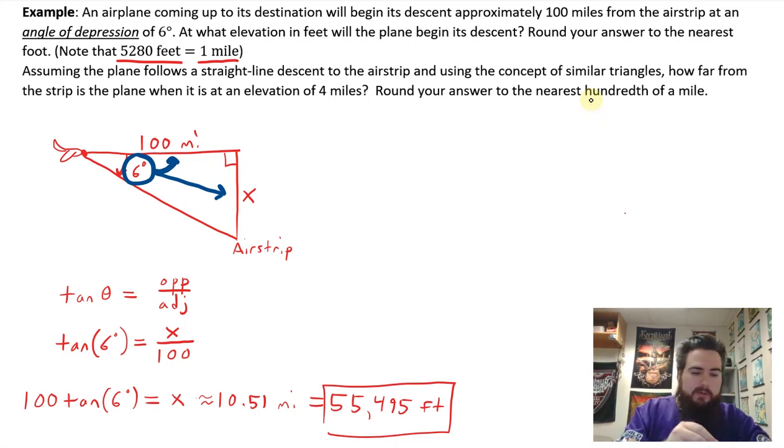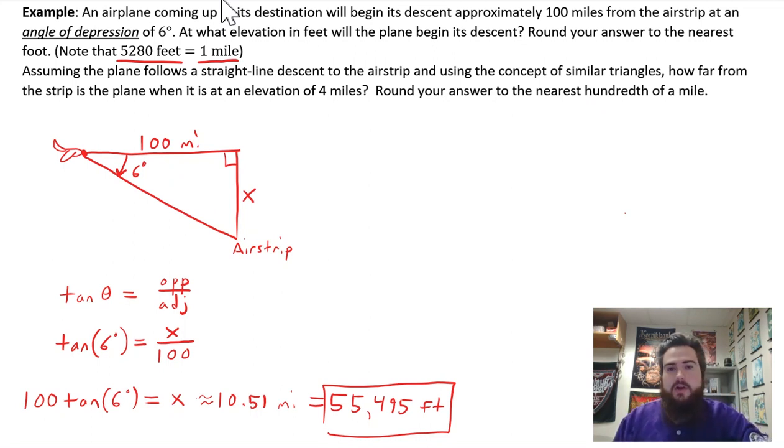The second part of this problem says, assuming that we are following a straight line descent to the airstrip and using the concept of similar triangles, how far from the strip is the plane when it is at an elevation of 4 miles? What that means is that we still have a version of this triangle. The plane has just continued down its descent a part of the way. We knew originally it was at around 10.5 miles up in the sky, and now it is at an elevation of 4 miles. So approximately it has gone a little bit more than halfway.